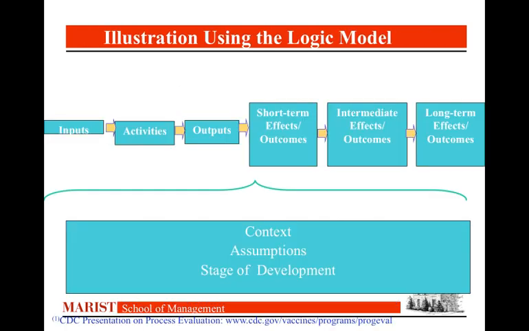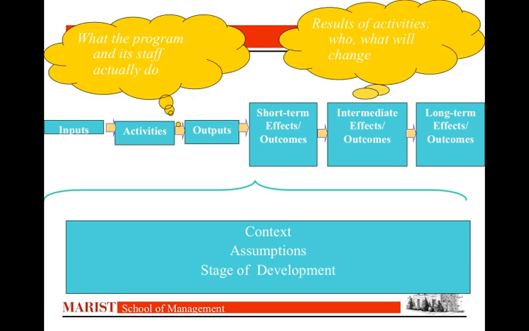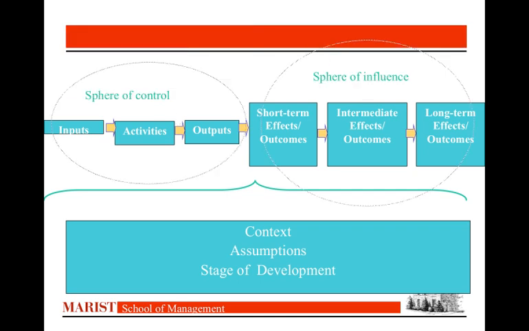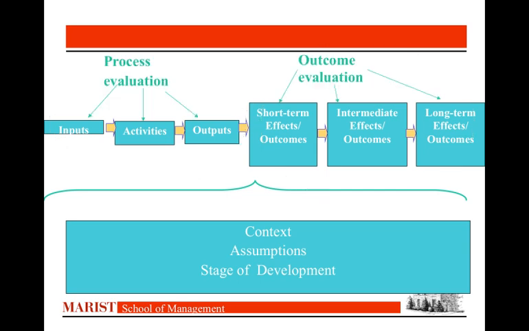Okay, so you have inputs, you have the actual activities of that agency, and you have outputs. That segment of it is what the program staff is actually doing. This is what the program is doing. This is what staff is doing. The second half, outcomes, these are the results of your activities. So you can think of inputs, activities, and outputs as one part of one sphere, and you can think of outcomes as a different sphere. Of course, the inputs, the activities, and the outputs become your process evaluation, and then your outcomes are what you focus on for an outcome evaluation.